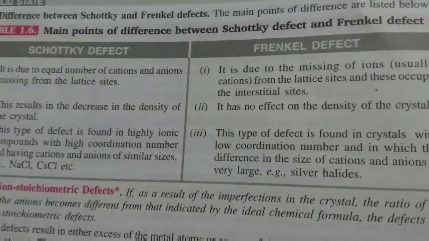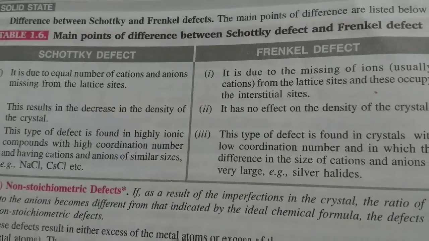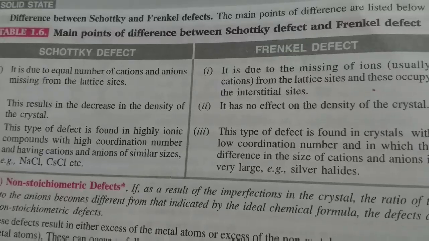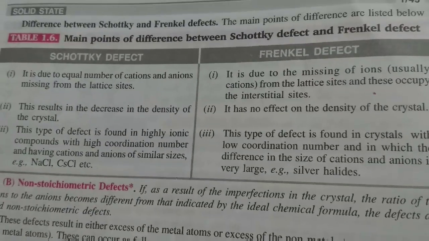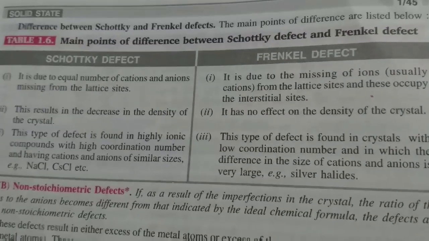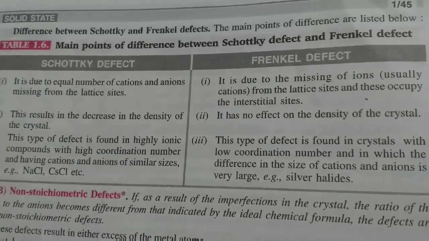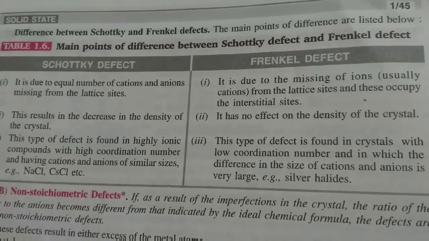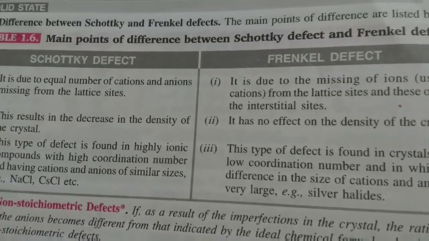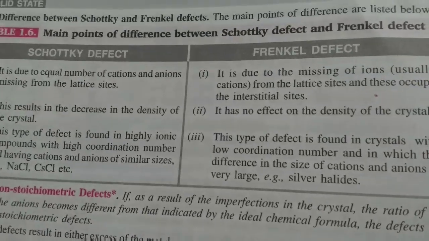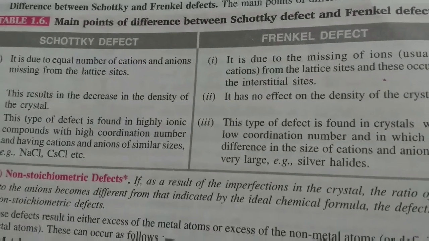Schottky defect and Frenkel defect, the difference between them I tabulated here. Schottky defect is due to an equal number of cations and anions missing from the lattice sites, and Frenkel defect is due to the missing of ions from the lattice sites, and these occupy the interstitial site. In Schottky defect, there is a decrease in the density of the crystal. In Frenkel defect, it has no effect on the density of the crystal.